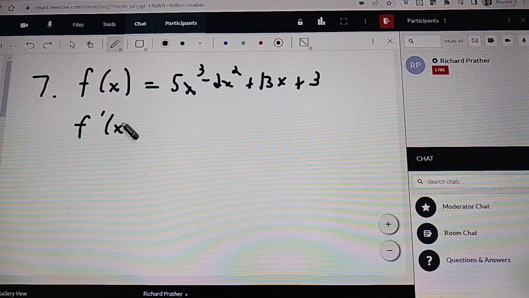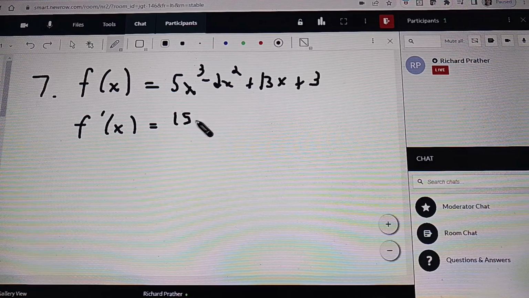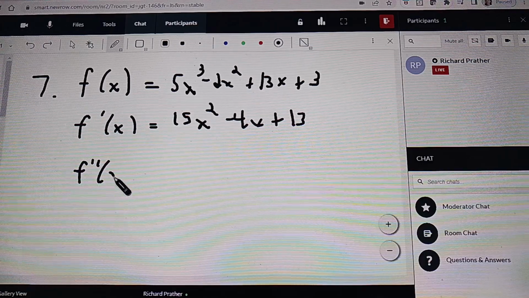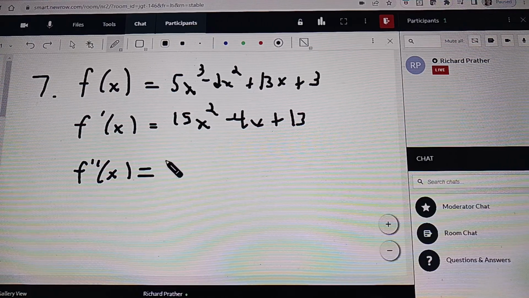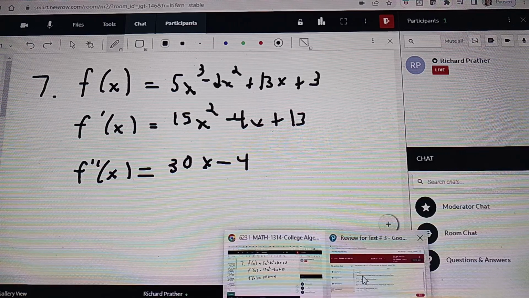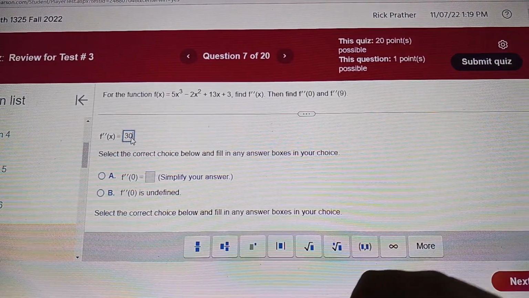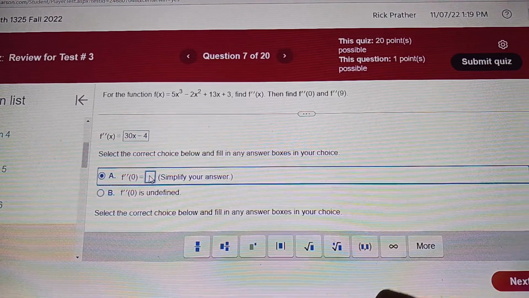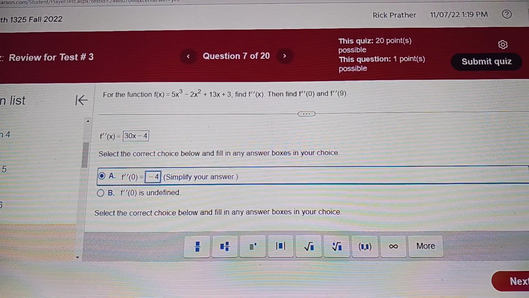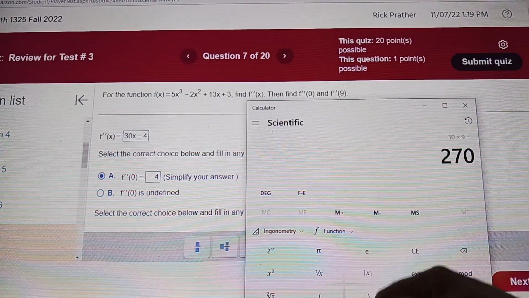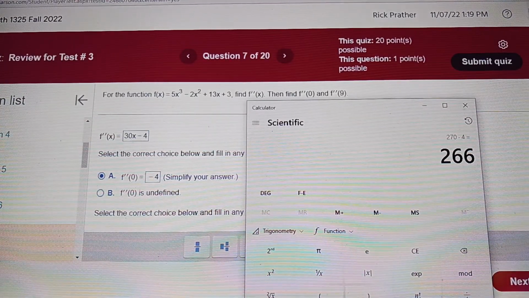The first derivative would be 15x squared minus 4x plus 13. The second derivative is the derivative of the first derivative, so that would be 30x minus 4. Plug 0 into that, and you would just get minus 4, because the x part would disappear. Plug in 9. 30 times 9 minus 4. 266.